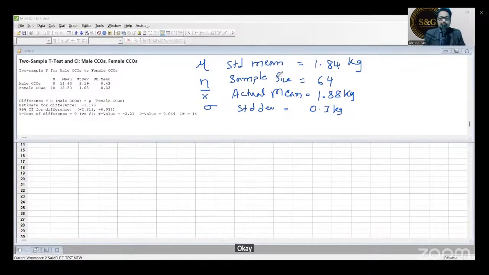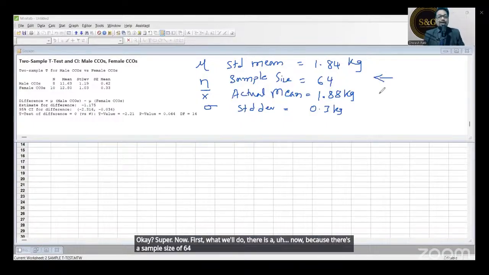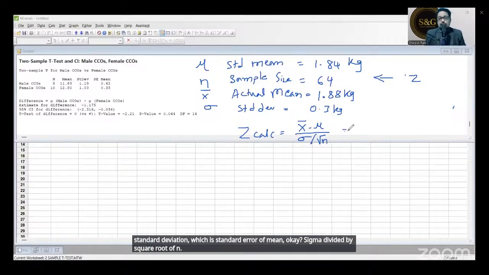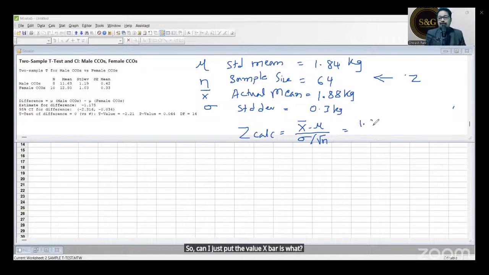Now, because the sample size is 64, which is more than 30 data points, instead of the t distribution we can use the z distribution. So like the one sample t test, we have a one sample z test as well. There is a z calculation we need to do first. The formula is x bar minus mu divided by the standard error of mean, sigma divided by square root of n. Can you just put the value? X bar is 1.88. Can you pull out the calculator and do this quickly?